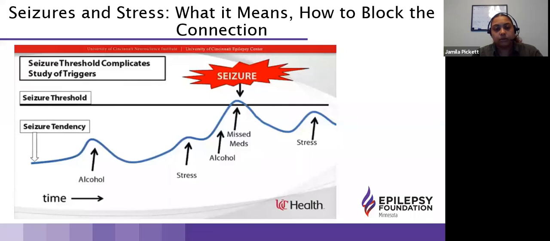This complicates our understanding and our study of stress, because not every stressful event will trigger a seizure, and the same stressful event that happens 2 or 3 different times may only trigger a seizure one time and not the other 2 times.